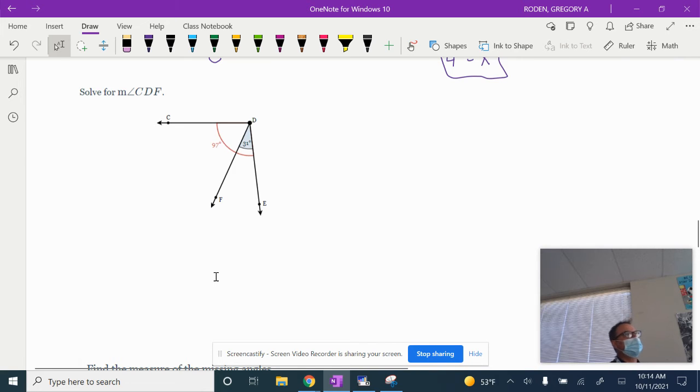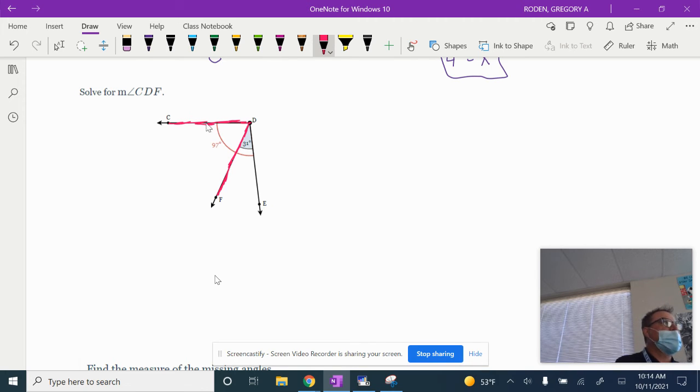This one is going to involve angle addition postulates. First of all, we need to figure out what we are trying to find. We're trying to find the measure of angle CDF. So let's figure out where CDF is. CDF is right here. We always measure an angle using its middle point as its vertex. So we want to find the measure of that angle right there.